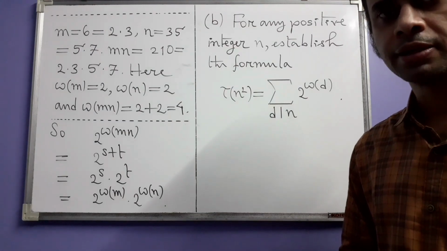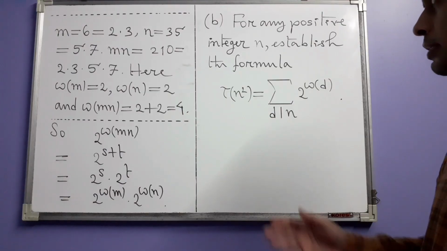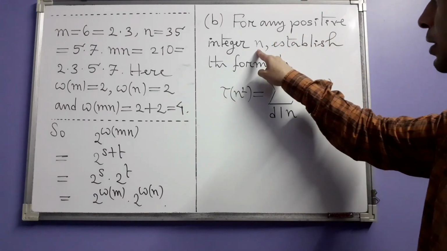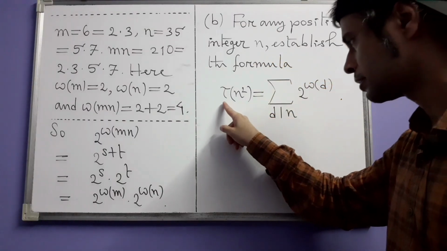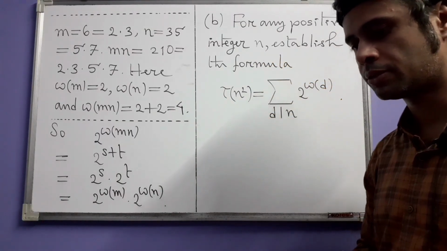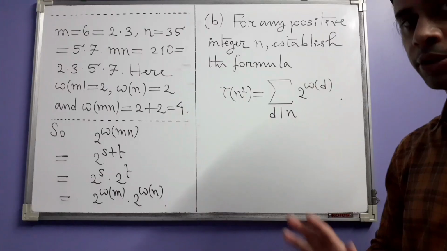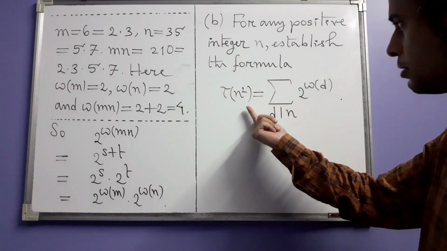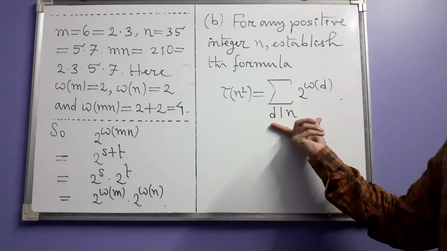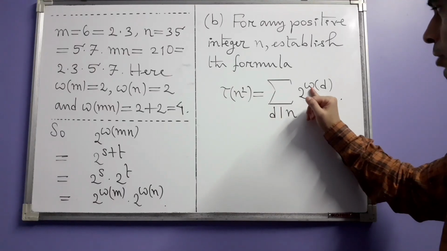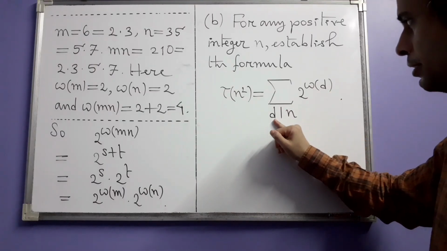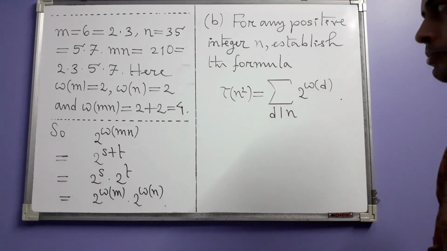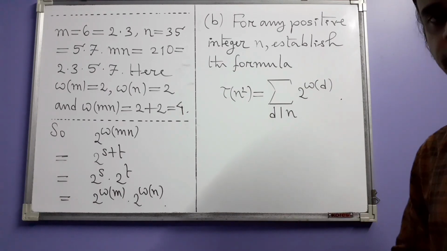So this is part B. Here we have to establish a formula, an identity. For any positive integer n, we have to establish that the tau value of n square, the number of positive divisors of n square, not just prime divisors, okay, all positive divisors of n square, equals this sum of 2 to the power omega of d, where d varies over the set of all positive divisors of n. So let's see how we can establish this.